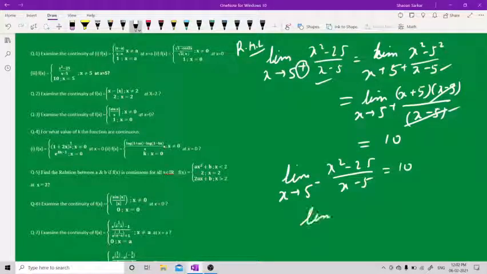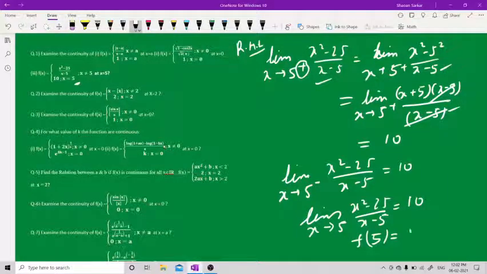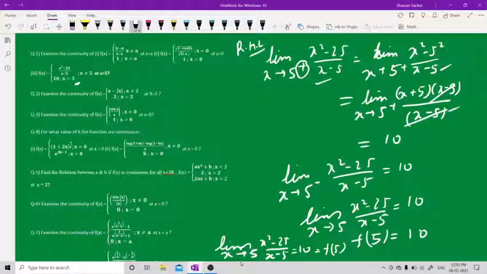So the limit exists, and the limit value of this (x square minus 25) by (x minus 5) comes out to be 10. And see, add the value 5. F of 5 comes out to be 10. So limit x tending to 5 of (x square minus 25) by (x minus 5) is 10, which is equal to f of 5. So this is continuous. This is the way you will do it.